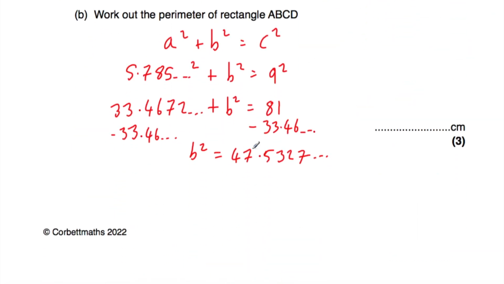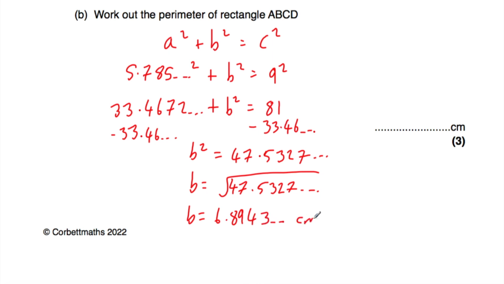So let's go back down. We want to square root this. So B will be equal to the square root of 47.5327 and so on. And when we square root that, the square root of answer, we get that B is equal to 6.8943 and so on centimeters.